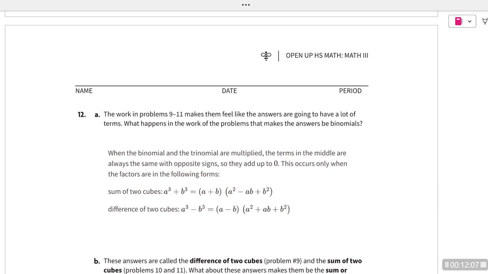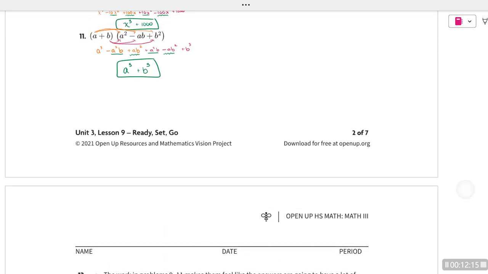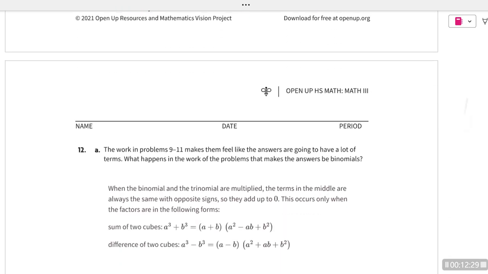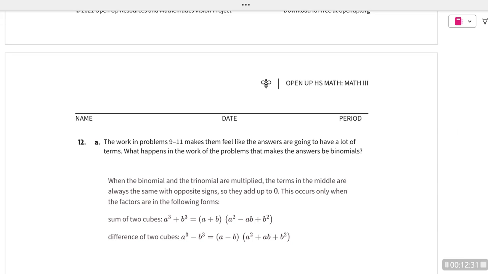When the binomial and the trinomial are multiplied, the terms in the middle are always the same with opposite signs. We notice that for all these patterns that we had, that negative 10x squared plus 10x squared, we had that plus 100x minus 100x, or that plus 3x squared minus 3x squared plus 9x minus 9x. So the terms ended up being the same with opposite signs, so they added up to 0.